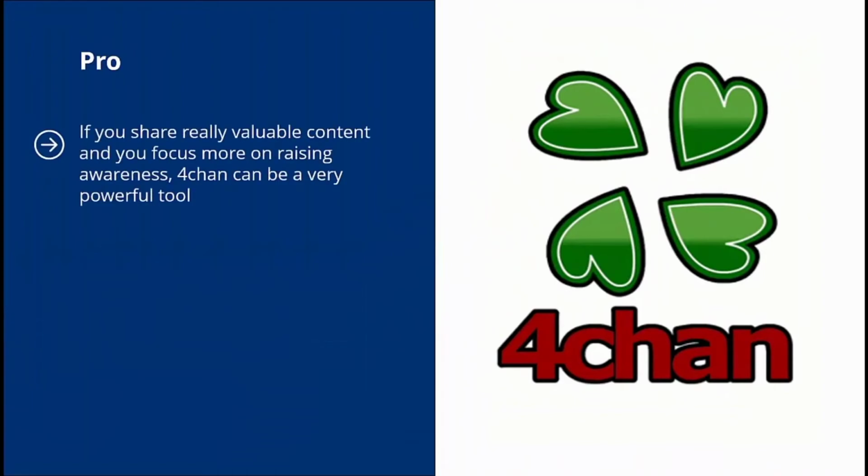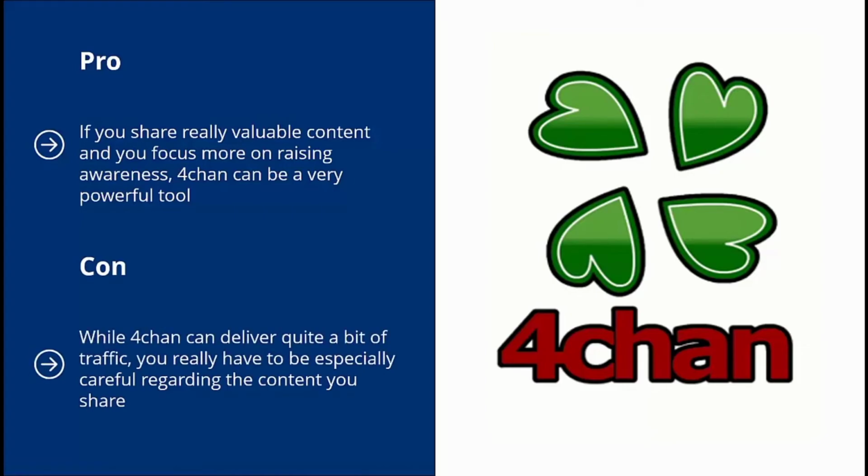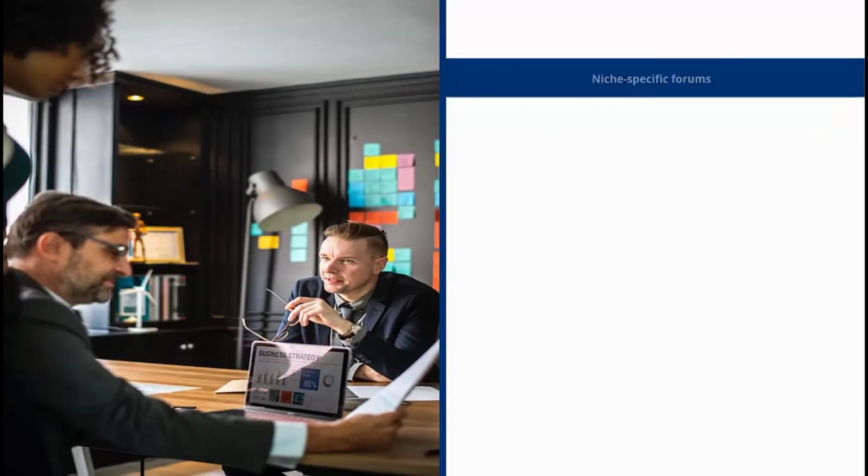Pro. If you share really valuable content and you focus more on raising awareness, 4chan can be a very powerful tool. If the content you share raises awareness instead of actively pushing a specific product, your content may get traction. Con. While 4chan can deliver quite a bit of traffic, you really have to be especially careful regarding the content you share. Otherwise, your content might be mischaracterized and you might get really abusive users to your site. Make sure you post content that truly delivers solid value.